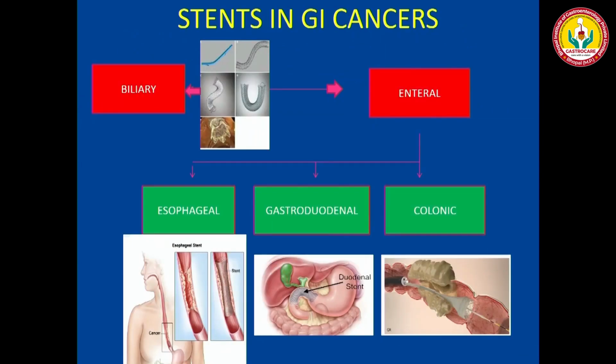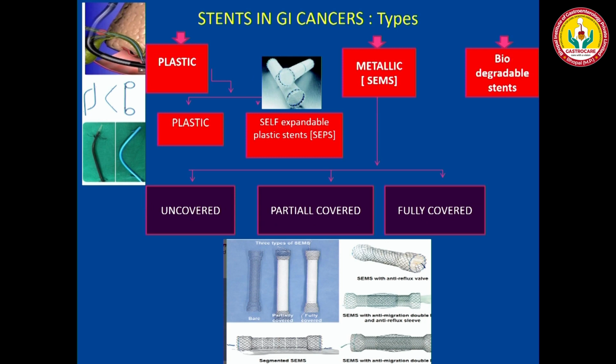Stents can be divided into two categories, biliary and enteral. Enteral stents again can be used in esophageal, gastroduodenal, or colonic malignancies. Stents can be made of plastic, or can be metallic, or can be made of biodegradable material. Plastic stents can be simple plastic, or they can be self-expandable plastic stents. Similarly, metallic stents can be uncovered, partially covered, or fully covered.